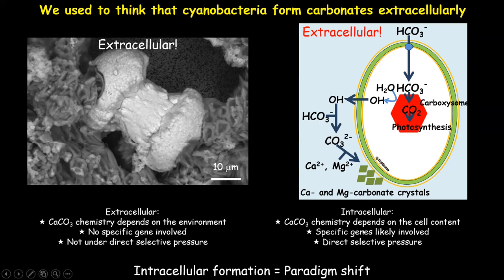There were several outcomes from that paradigm. Basically, the chemical composition of the carbonates that you form outside of the cells depends on the chemical composition of the solution outside of the cells. So if you are in a lake with a lot of magnesium, you may form magnesium carbonate. If you are in a lake with a lot of strontium, you may form strontium-rich carbonate.